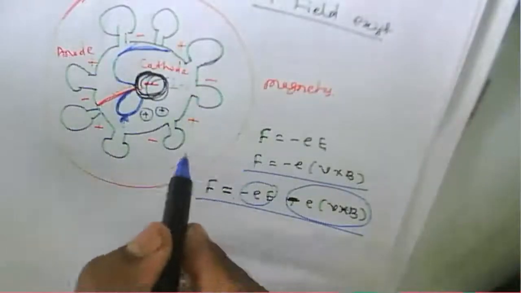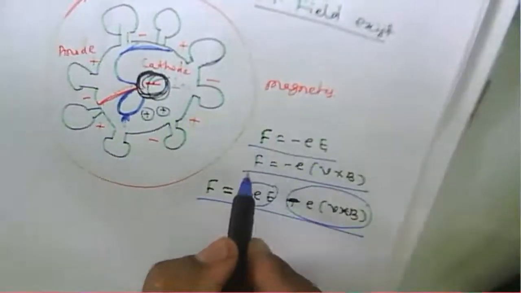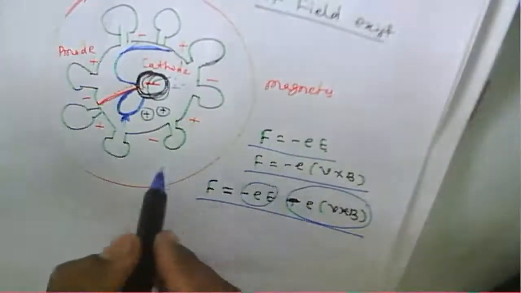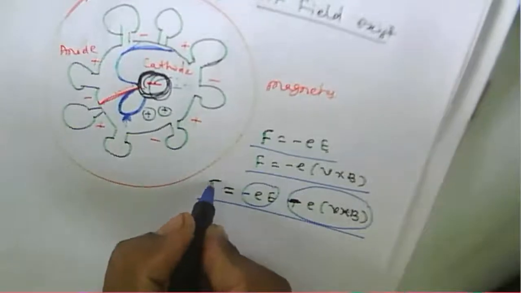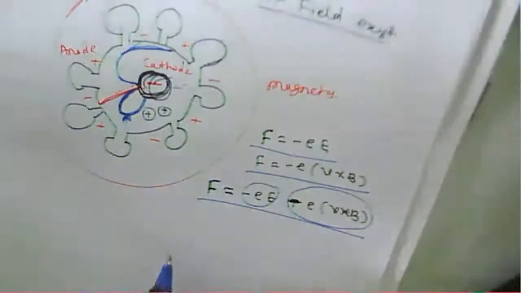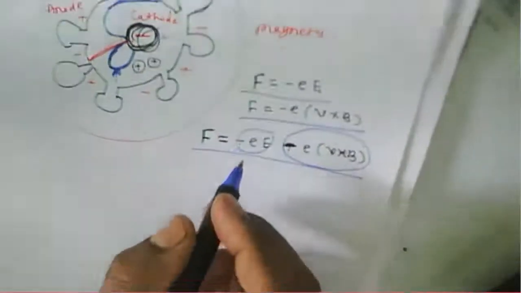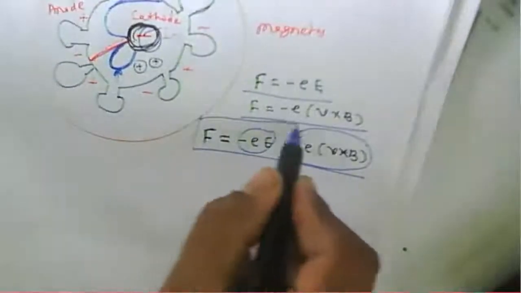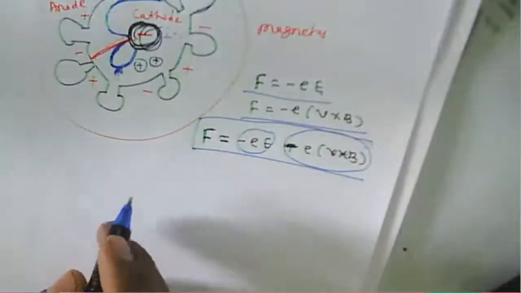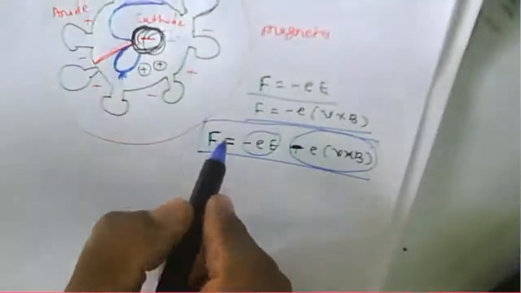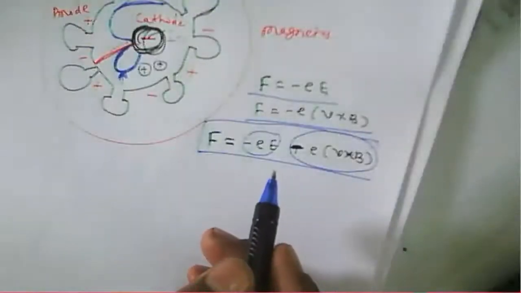That force is nothing but the electric force and a magnetic force. So we have learned earlier the force exerted on a moving electron in an electric field and in a magnetic field. So this is about the force exerted on an electron in an electric field as well as a magnetic field, and this V is nothing but the velocity of the electron.